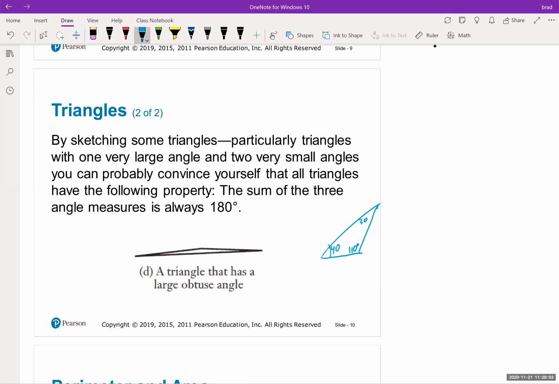Okay. So if I give you 2 angles of a triangle, you can always find the third in Euclidean geometry, because in Euclidean geometry, all 3 angles have to add up to 180 in a triangle. So this is a very important little fact that we should know.